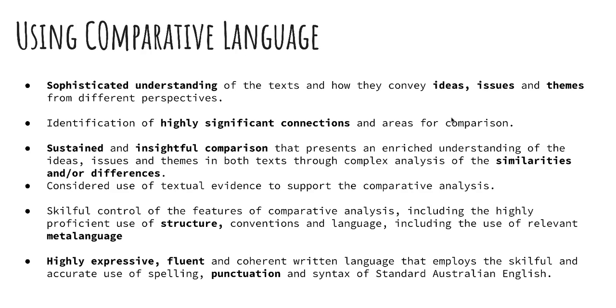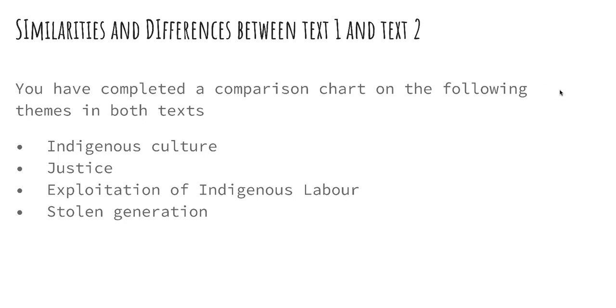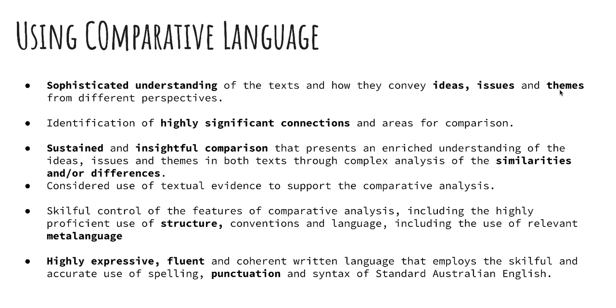And it's about the story of Indigenous people as a whole, all right? And if you're still struggling with your significant connections, go back to the themes that we talked about here: Indigenous culture, justice, exploitation of Indigenous labour, and the Stolen Generation, because they're the things that these texts should have in common. So that's what you should have done with your similarities and differences, is tried to unpack them.